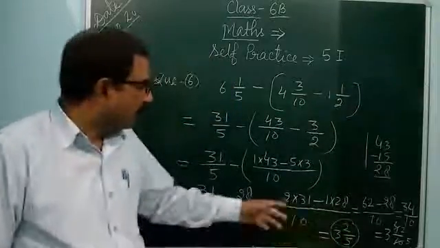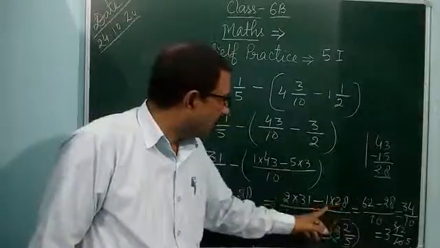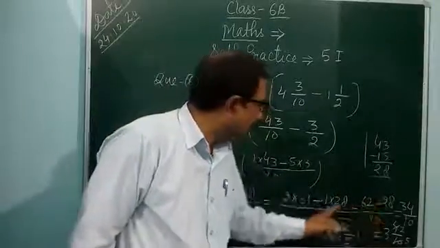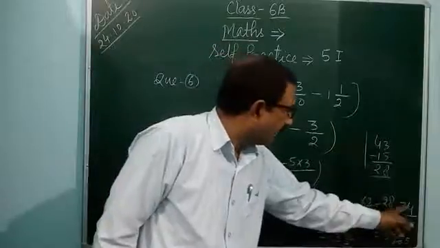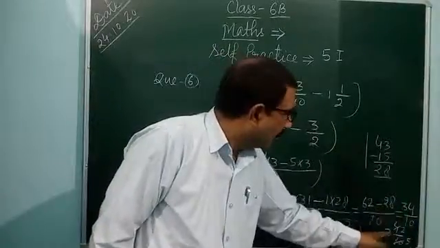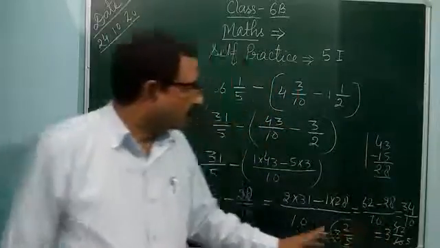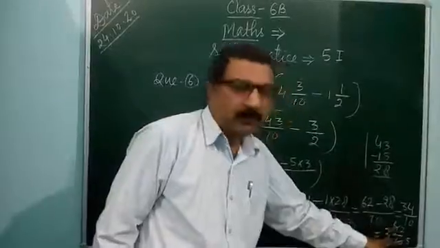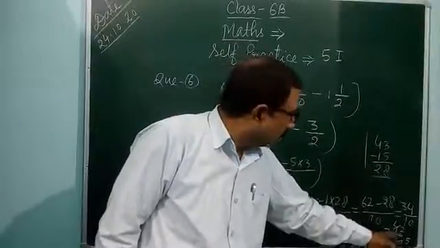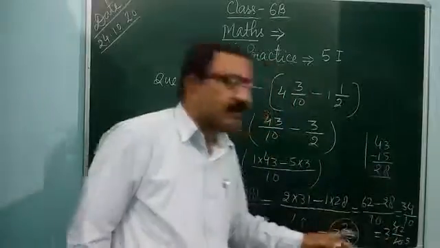Again you see 31 2s are 62 minus 28 1 is 28. After that 62 minus 28 is 34, 34 by 10, and you can write 34 by 10 as 3 and 4 by 10. After that 4 by 10 you can change into the lowest term. So 2 2s are 4, 2 5s are 10. So 3 and 2 by 5. 3 and 2 by 5 is the last answer.